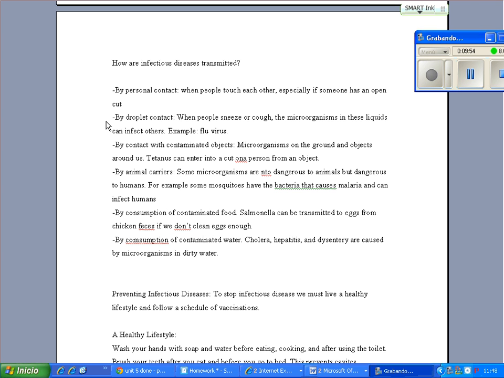By consumption of contaminated food. Salmonella can be transmitted to eggs from chicken feces if we don't clean eggs enough. By consumption of contaminated water. Cholera, hepatitis, and dysentery are caused by microorganisms in dirty water.